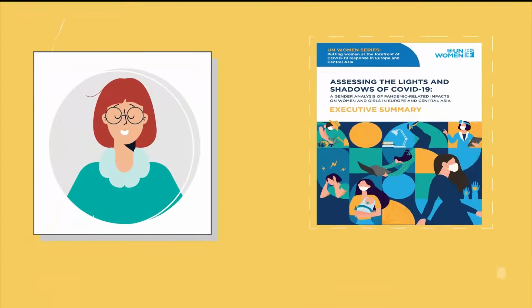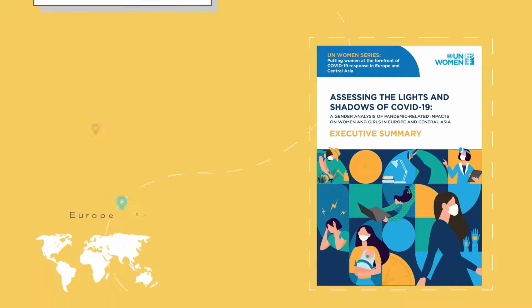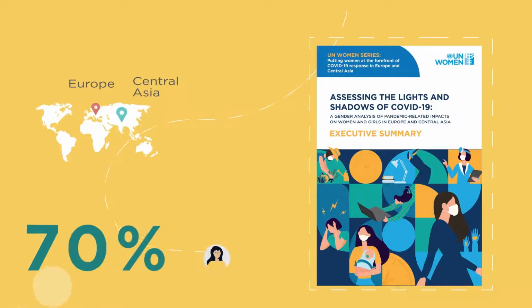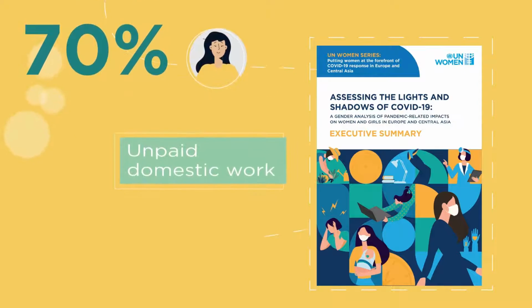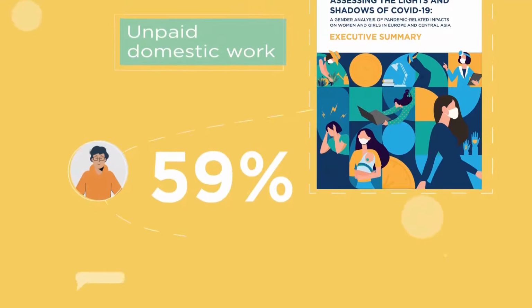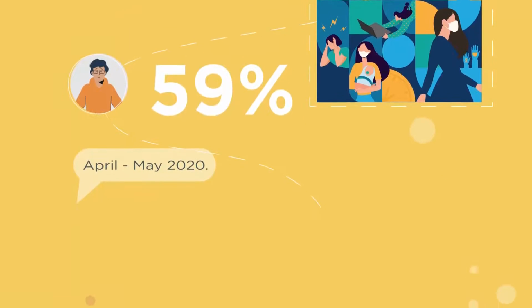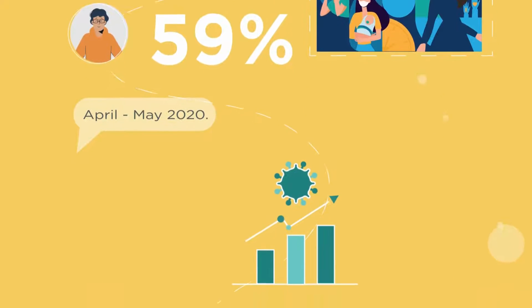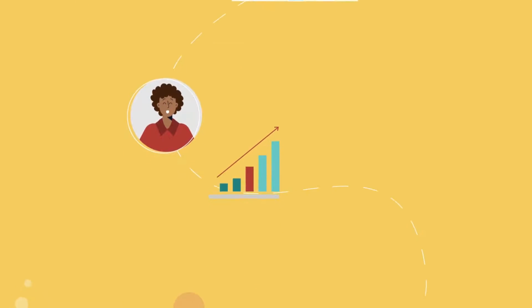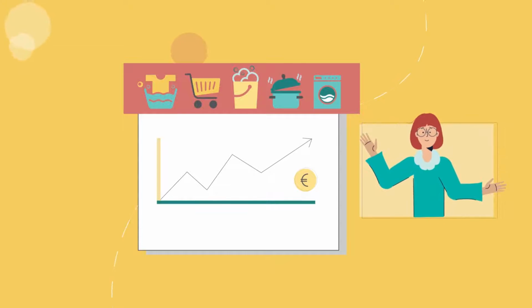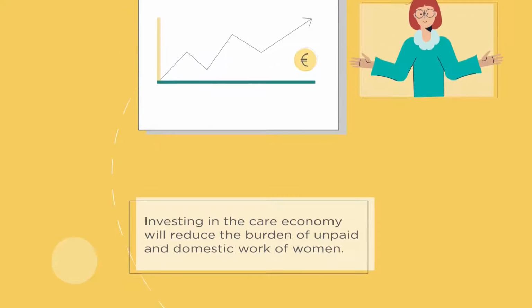A UN Women report shows that in Europe and Central Asia, on average, 70% of women spent more time on unpaid domestic work compared to 59% of men in April-May 2020. It means that policies during the pandemic have had a high cost in terms of time use for women, and it suggests that investing in the care economy will reduce the burden of unpaid and domestic work of women.